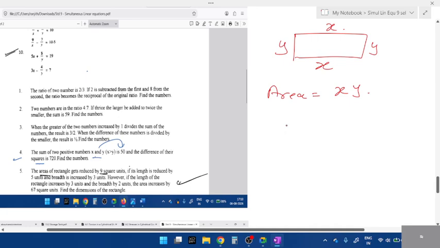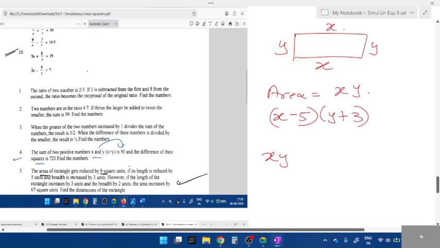Next, what they have told: the area of a rectangle is reduced by 9 square units. When does it reduce? If the length is reduced by 5 units, which means length is x minus 5. Okay, keep this as it is. Next, its breadth is increased by 3, so breadth is y plus 3.